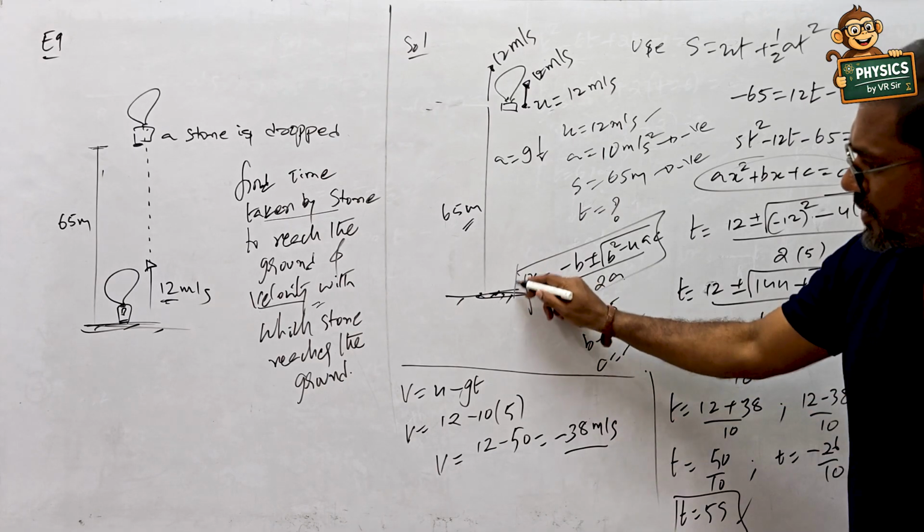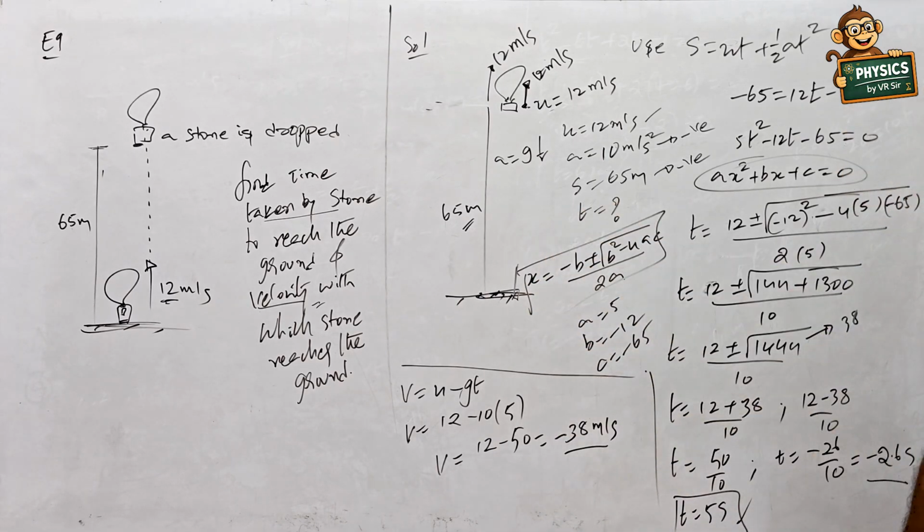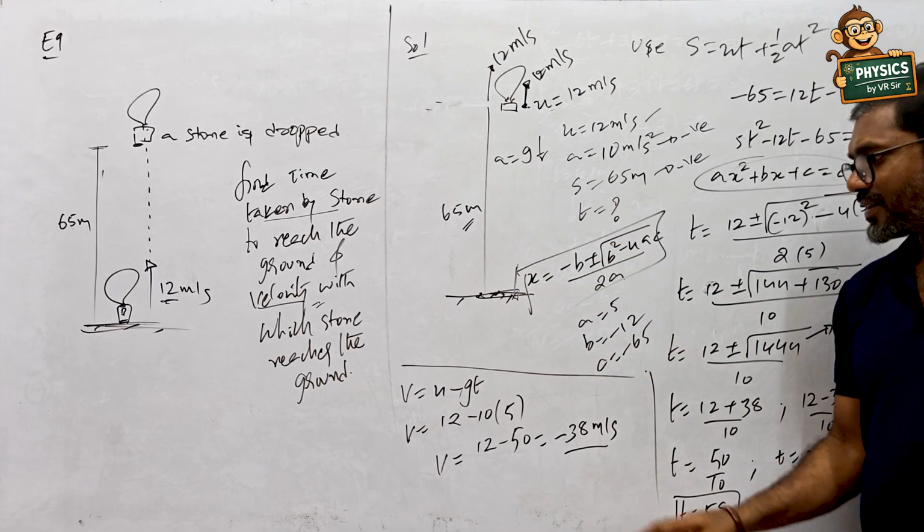Why did we get a negative value? Because the velocity is downward while it is hitting the ground. Okay, thank you.